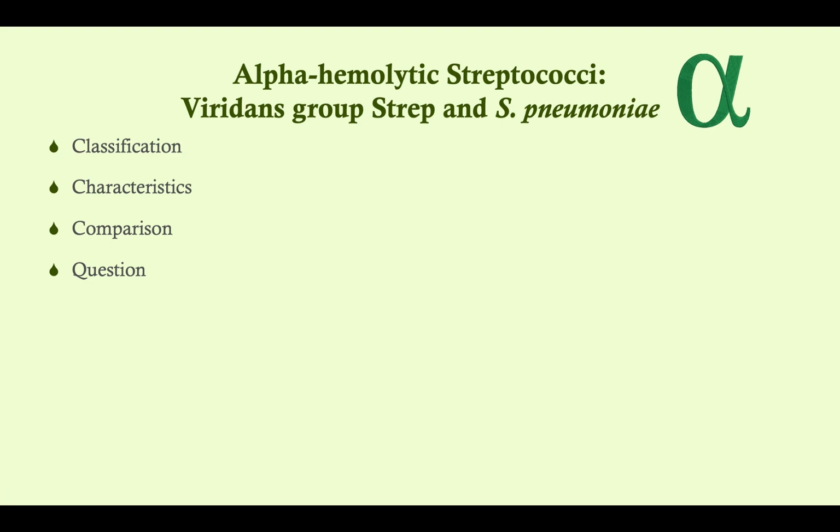So we're going to talk about the alpha-hemolytic strep. That is the Viridans group and Strep pneumoniae. We'll talk about the classification, what makes these distinct from one another, what makes the two of these distinct from all the rest of the gram-positive bacteria, some of the characteristics, and virulence factors. Neither of these have toxins, but you will want to keep that in mind as we talk about other bacteria. I've got a nice cheat sheet to compare the two, and then a question that will help you see what you've learned.